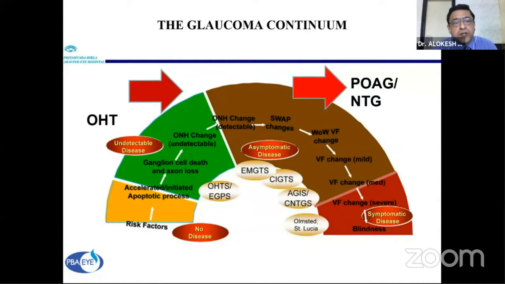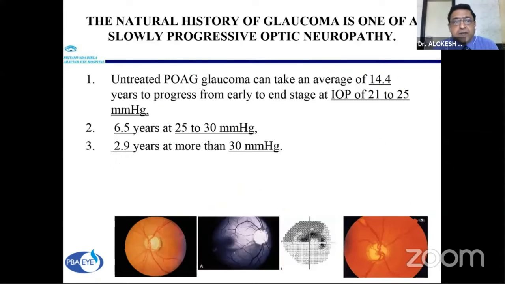In the glaucoma continuum, if we look, the ocular hypertensives are mostly towards the left side of the spectrum, and the primary open-angle glaucoma and the NTG patients are mostly on the right side of the spectrum. Glaucoma is a slowly progressive disease with an average of 15 years taken to progress from early to end stage with the IOP of 21 to 25, with about 7 years from 25 to 30 and 3 years more than 30.